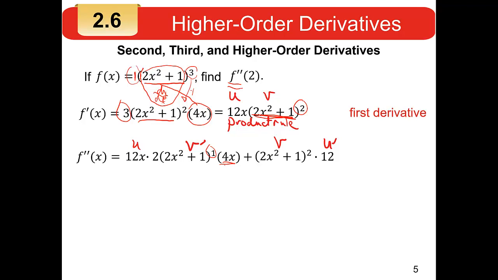So you can notice you've got a 4x times a 12x, and then times another 2. So 4 times 12 times 2 is 96, and x times x is x squared. That leaves the 2x squared plus 1 just to the first power, and you don't have to write the power of 1. And then on the other side, plus, I would just simply write the 12 first. It's just the standard way to write it. You don't really have to, of course.